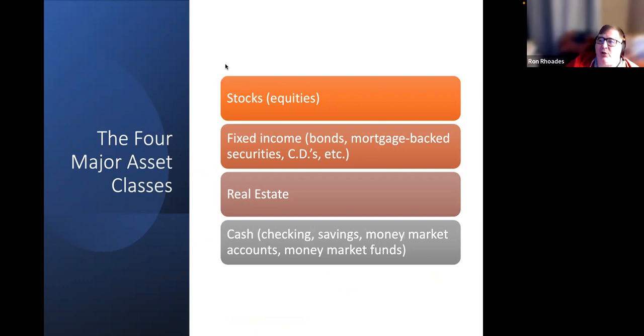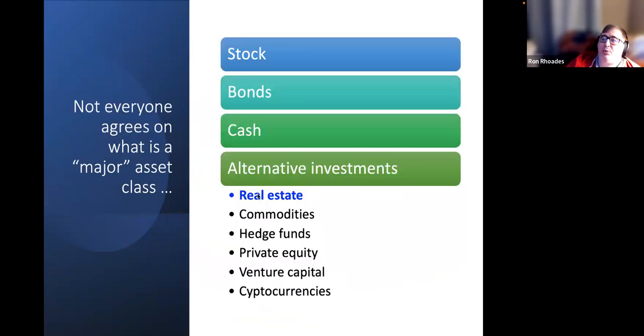Now, not everybody agrees with what the major asset classes are. Some group real estate, for example, within a whole broad category which is called alternative investments. That also includes commodities and hedge funds, private equity, where basically a group of investors goes and buys one company, and it's no longer a publicly traded stock anymore. Venture capital, which is a type of private equity, even cryptocurrencies, which we'll discuss in class.